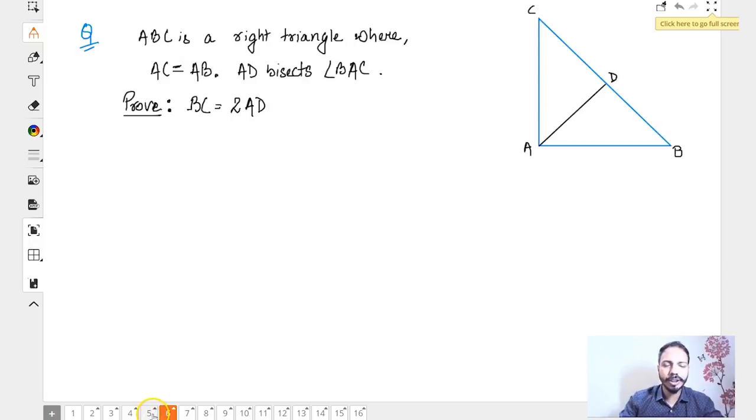So in this question, it is said again that we have a right angle triangle, and again this is an isosceles triangle. So here it is saying that now this AD is not an angle bisector. Now it is saying this is again an angle bisector, right? So AD bisects angle BAC. Okay, again this is an angle bisector, but they are asking something different. What are they asking? They are asking to prove that BC is equal to 2 times of AD.